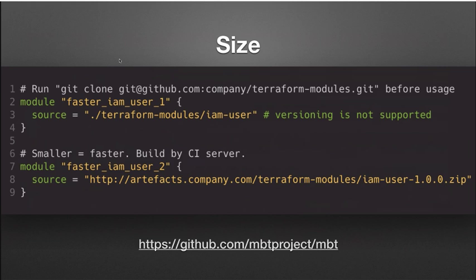The benefit of this solution is that every time Terraform will download just a 1 or 2 kilobyte archive instead of several megabytes. And if you create IAM users in a loop, it will not have to download the whole repository every time you want to create a user. So I encourage you to check this project MBT, which is quite nice for this purpose.